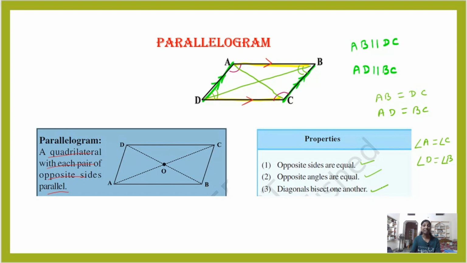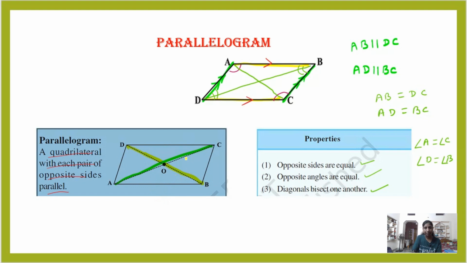Now the third property: diagonals bisect each other. What are the diagonals here? See, these are the diagonals. This is one diagonal. This is another diagonal. So in a parallelogram, diagonals bisect each other. Diagonals bisect each other means they intersect, they cut each other equally.